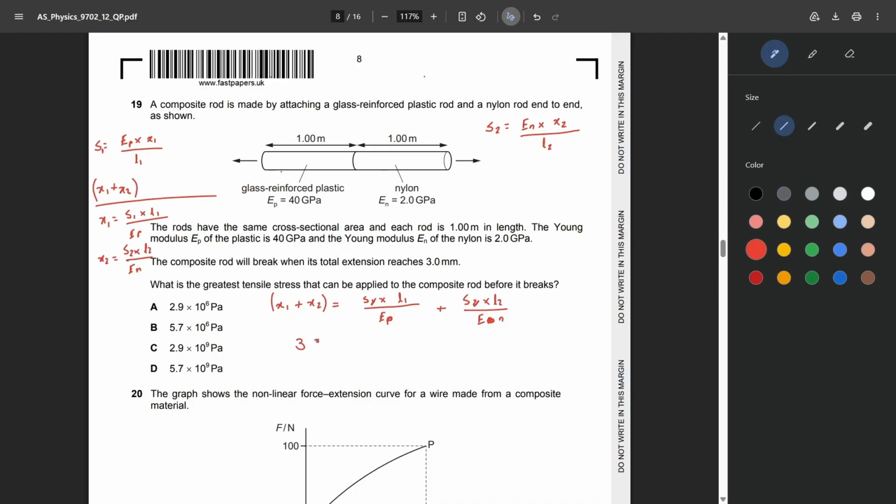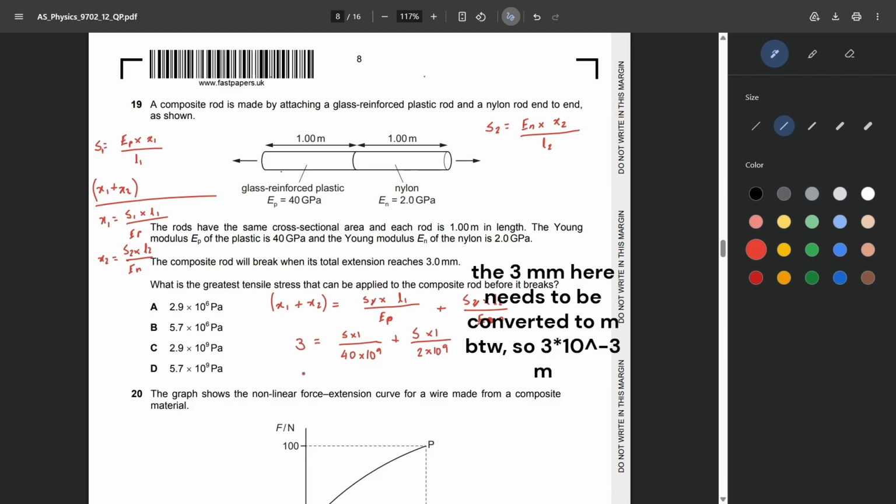So 3 is equal to S times 1 divided by 40 times 10 to the power of 9 pascals, giga is 9, plus S times 1 divided by 2 times 10 to the power of 9 pascals. So if we make S the subject from this equation, we get something around 5.7 times 10 to the power of 6 pascals. So the answer would be B.